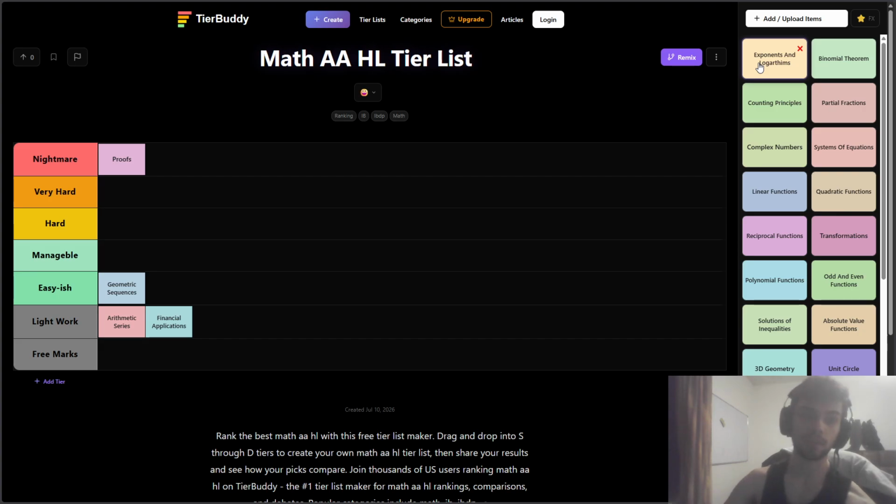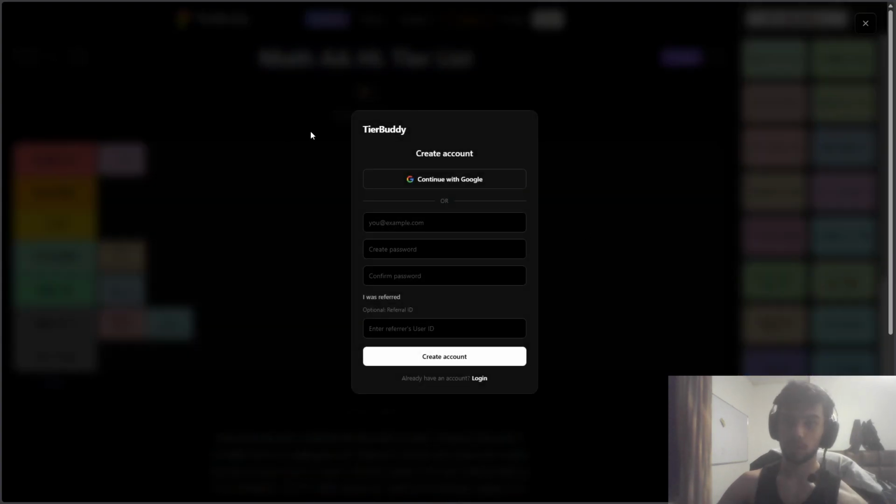Exponents and logarithms. Exponents and logarithms were something that I enjoyed so much. I love them. There was a very beautiful question in the external about them. They're not hard, but sometimes you get some trigonometric functions mixed with logarithms. They're manageable, but really enjoyable.